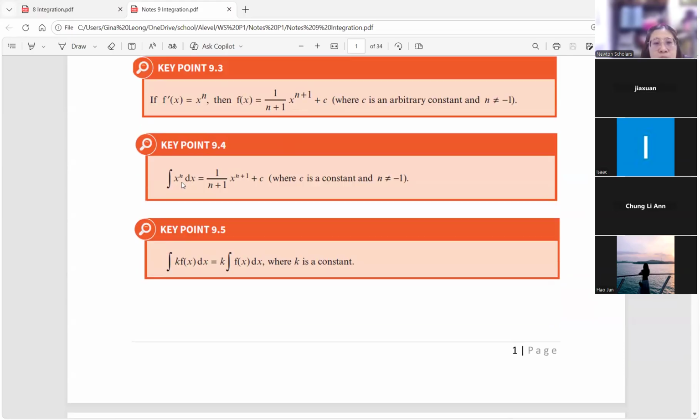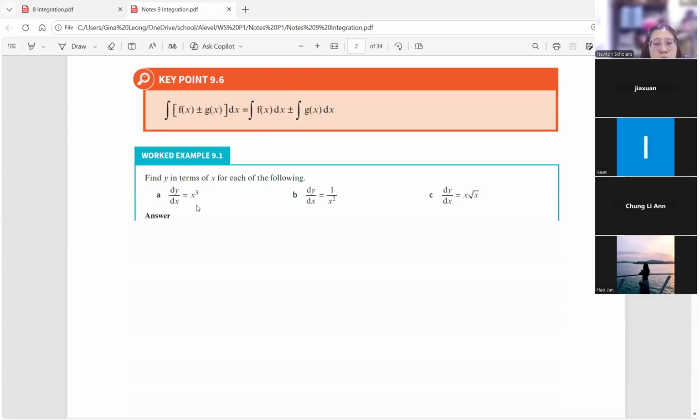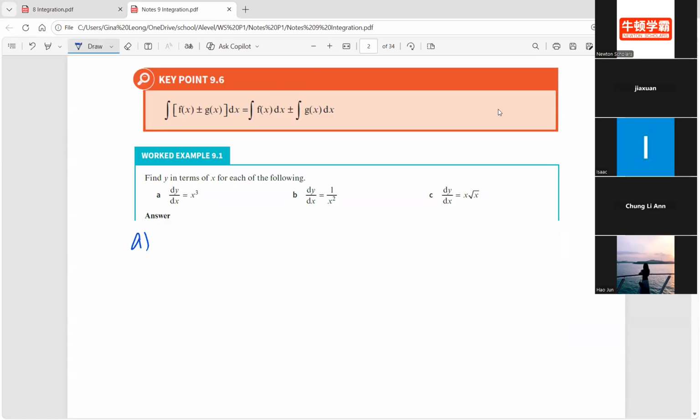Okay, so same case with this one, or we can write in a different way. Okay, so we go for this one. First we have to bring down. We try to go quickly because I'm planning to finish this one. We need to find y. So we bring down 1 over 3 plus 1, which is 4, then x power 4, plus c. Always remember plus c because maybe we have a constant at the back. When we differentiate, the constant will disappear. That's why we need to put the constant back.